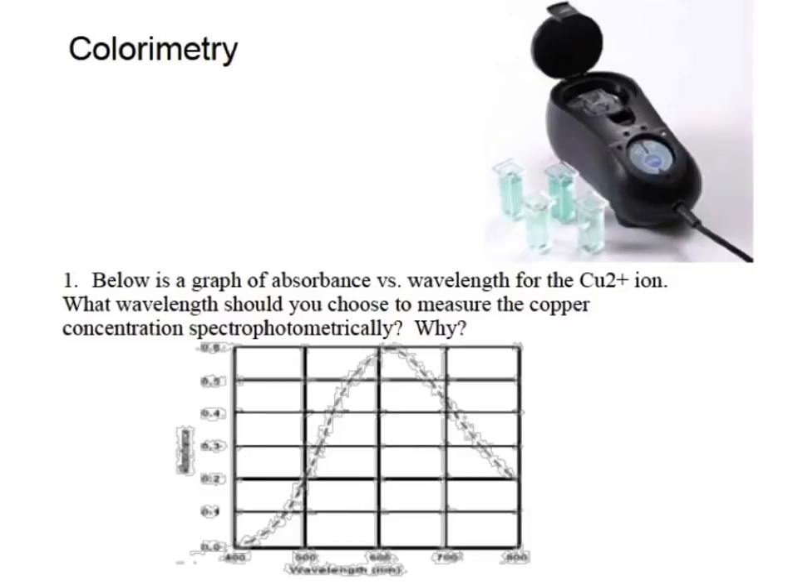So here's a graph. This is your first question on your pre-lab. What wavelength should you choose to measure the copper concentration spectrophotometrically, and why? So what would you guys choose? If you're looking at your graph, about 620 or so. So approximately 620 nanometers.